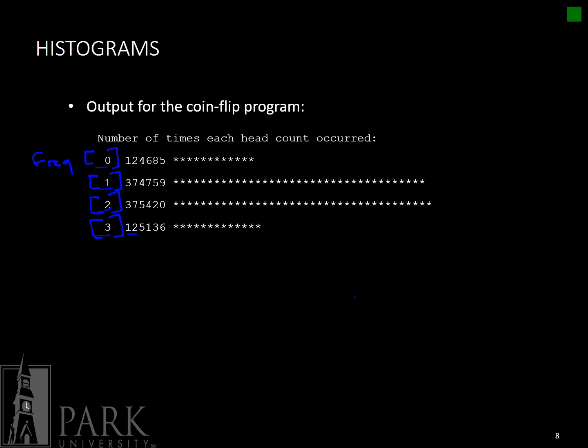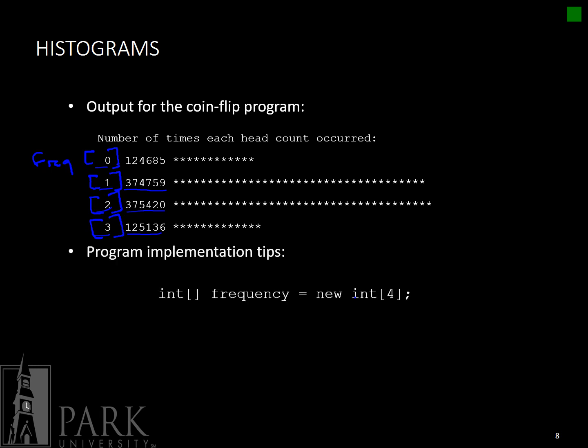So this is the actual raw count. So this happened this many times. One head happened 374,759 times, right? So that's kind of how it would work. So what are some tips that we could do? Well, like we discussed, we make an array of size 4, and that's going to hold our different frequency bins, and we increment each one for how many coin heads we're showing.